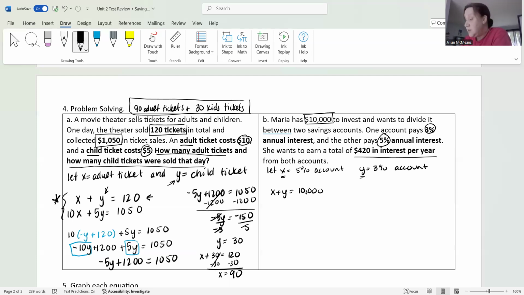Now, in these accounts, we're going to earn interest. For the 5% account, we're going to get 5% of whatever we deposit in that account. The way we would write 5% as a decimal is 0.05, so we're going to get 0.05 times x, where x is the amount we invest in the 5% account. Plus, 3% we would write as 0.03, so plus 0.03y, and that needs to equal the interest earned in a year. Maria's hoping to earn at least $420 in interest a year. And so now you have two equations.